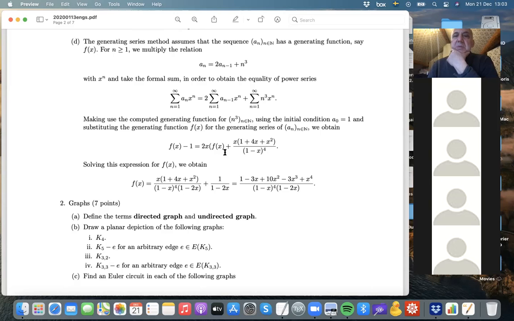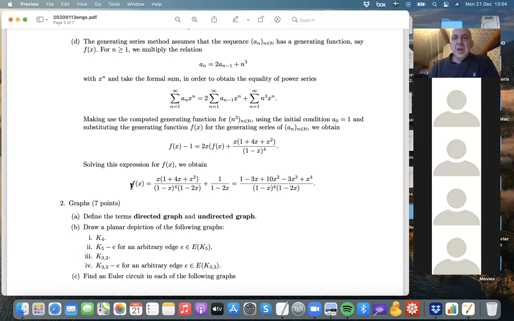It's 2x times f. So as the result, we can express f from this algebraic equation. We can move this to the other side. We have f(x) times 1 minus 2x equals this thing plus 1. And after some manipulations, I haven't checked those, it seems that you are getting such a result.